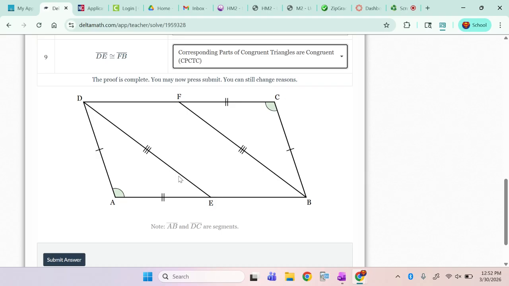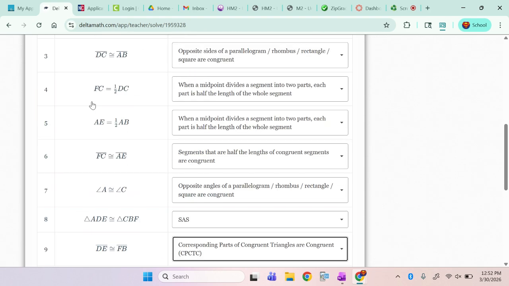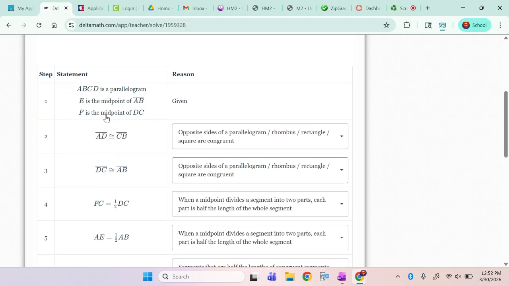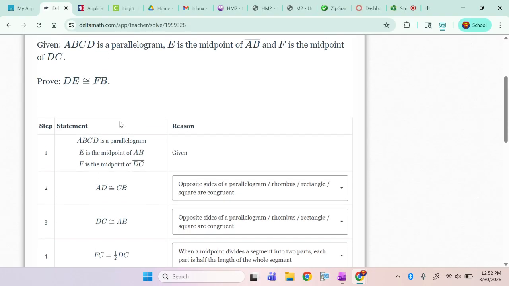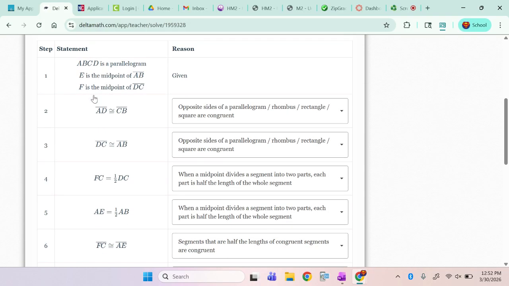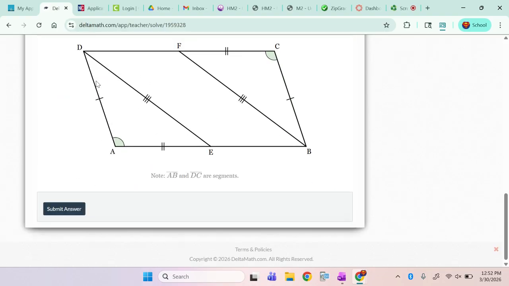So, guys, sometimes the statements are harder to come up with than the reasons. For the reasons you just have to think about, okay, what property tells me that this is true? What statement did I say previously that makes this statement true? If you noticed, a lot of the reasons for these statements came from the fact that ABCD was a parallelogram. Two of the statements came from the fact that E and F were midpoints. All right, so that's how these work.